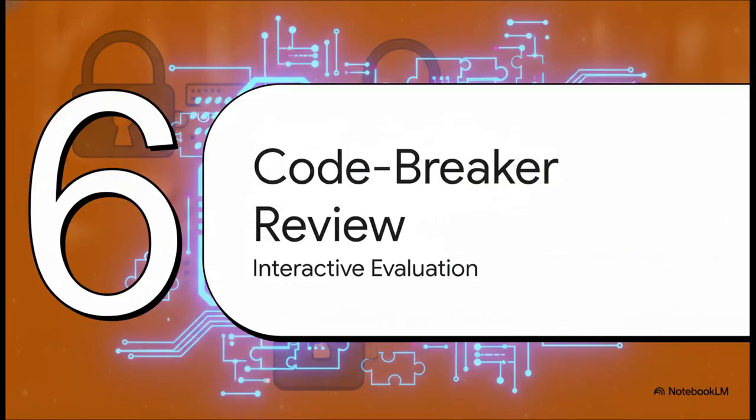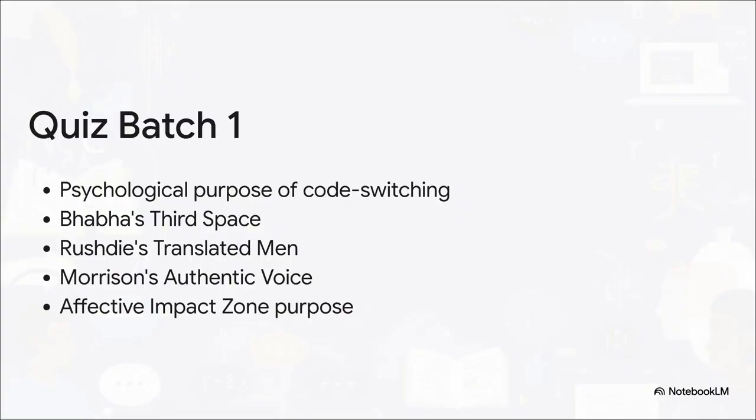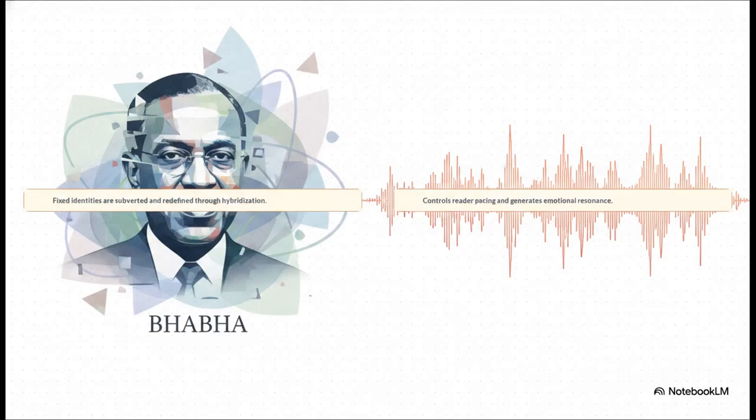Let's wrap things up with Section 6, Codebreaker Interactive Review. Time for a rapid-fire review to see what's stuck. In this first batch, we're recalling the psychological foundations of our activities, right alongside those core theories we just broke down. Think about Baba's intersectional space, Rushdie's empowerment through translation, and Morrison's preservation of the authentic voice. Keep these concepts locked in your mind.